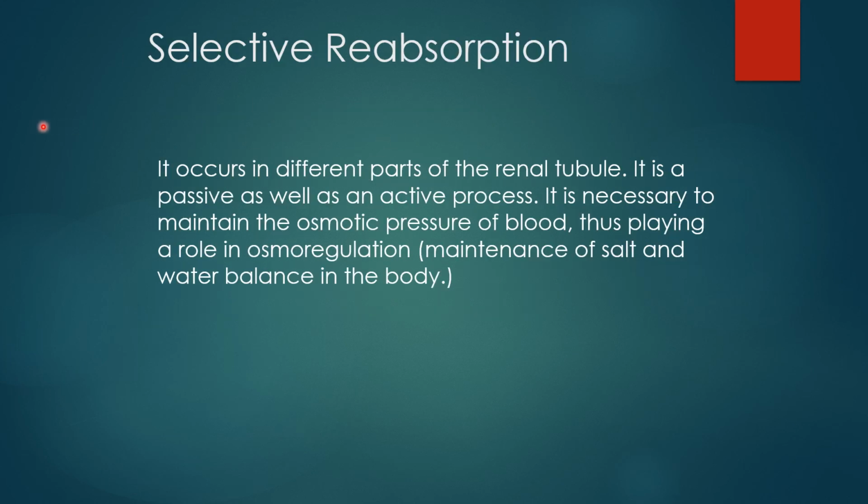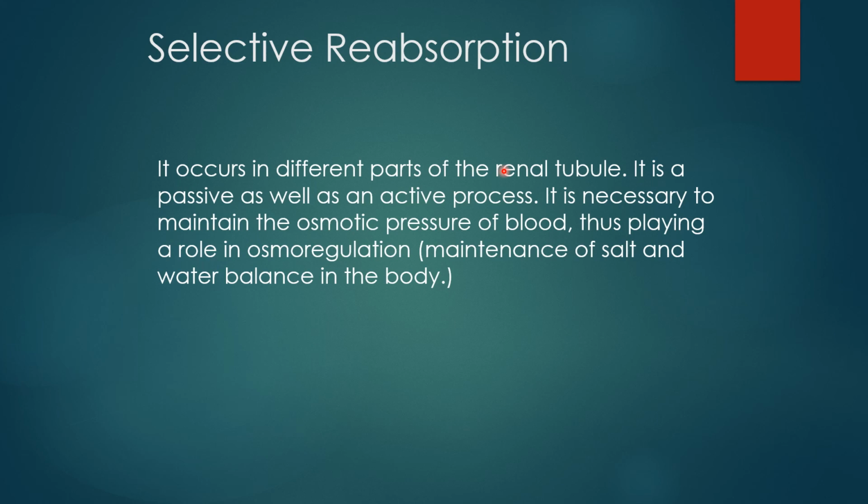Ultrafiltration is followed by selective reabsorption. Now the filtrate which comes to the lumen of the Bowman's capsule is called glomerular filtrate or nephric filtrate or primary urine. This is not actual urine. This is referred to as primary urine, but this is not actual urine. So therefore, it is referred to as glomerular filtrate or the nephric filtrate.